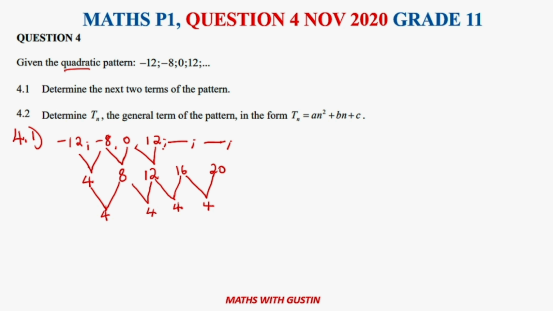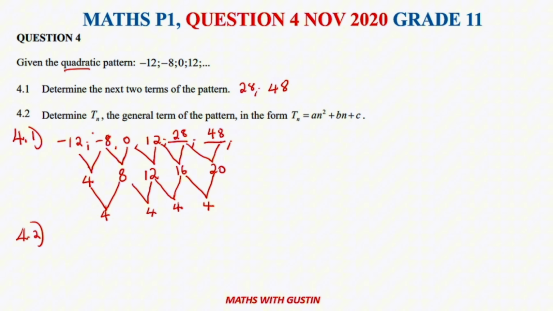So now we're going to say 12 plus 16 must give us this number here, so it's going to give us 28 there. And therefore 28 plus 20 must give us this number here, which is going to give us 48. So for the next two terms there is going to be 28 and therefore 48. Then we get our full marks. Then we are smiling.